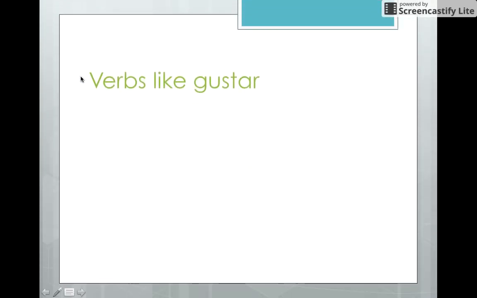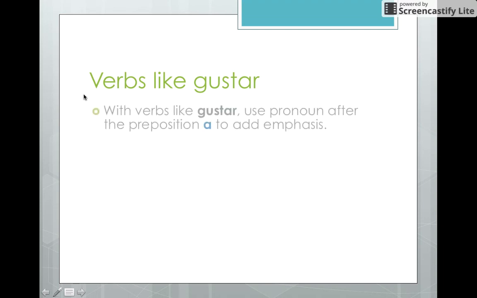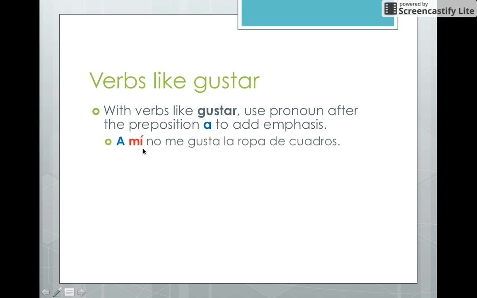Now let's look at verbs like gustar. Remember, gustar means to like. With verbs like gustar, use the pronoun after the preposition a to add an emphasis. A mí no me gusta la ropa de cuadros. I don't like plaid clothing.